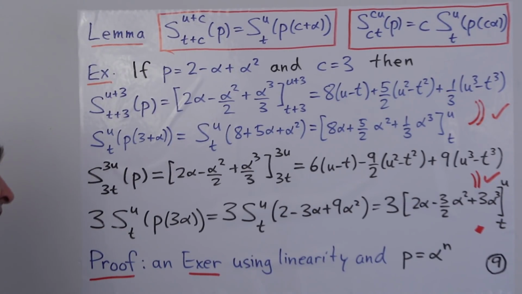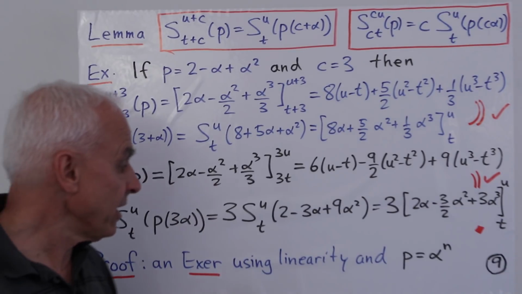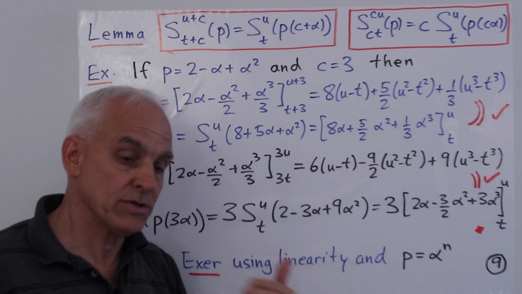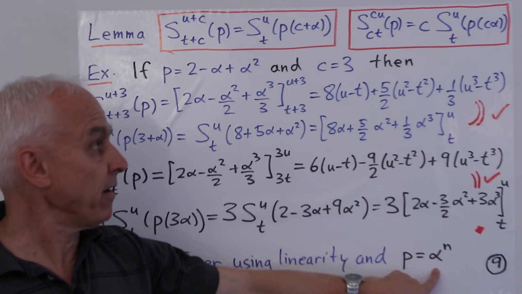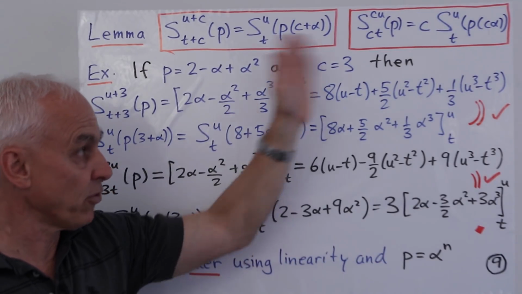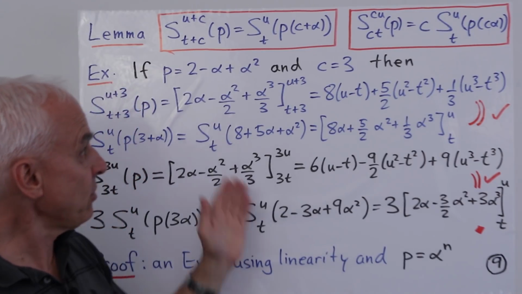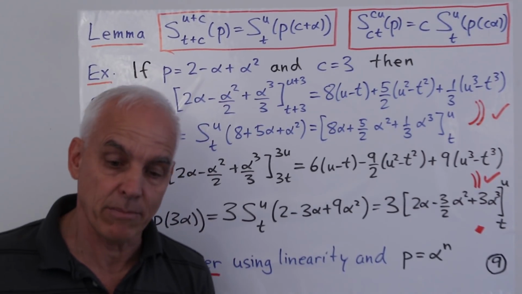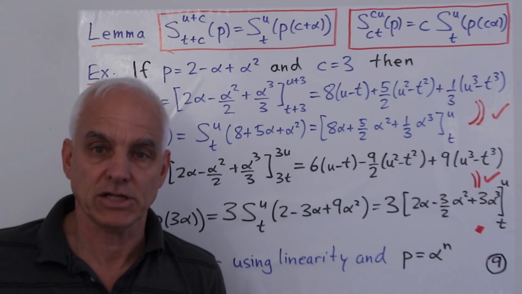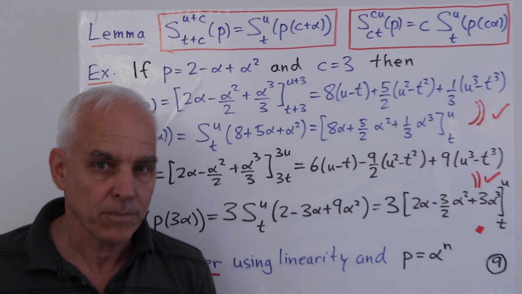In terms of a proof of this, well, it's again an exercise. In this case, probably the simplest thing is just to use linearity and prove it for alpha to the n. When p is alpha to the n, you prove it in that special case by actually making the computation. And then you conclude that it's true for general polynumbers by the essential linearity of the Faulhaber integral.